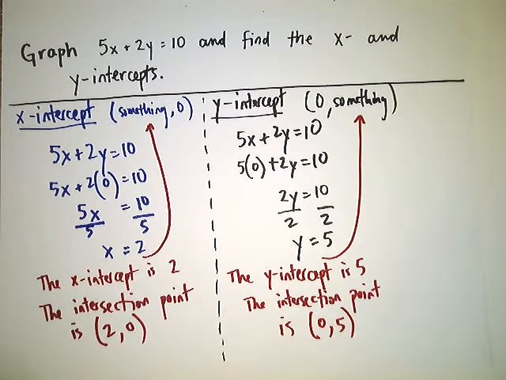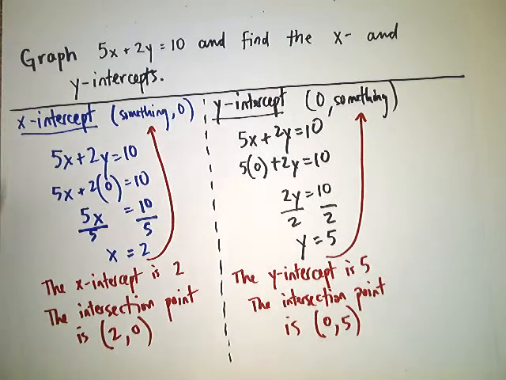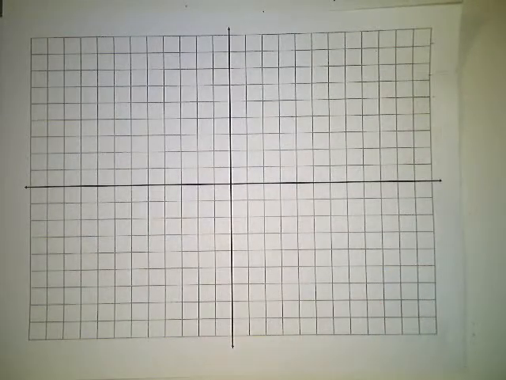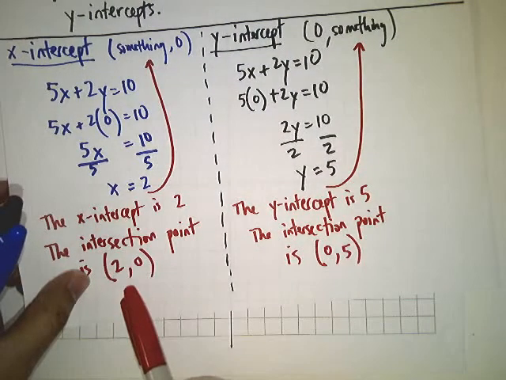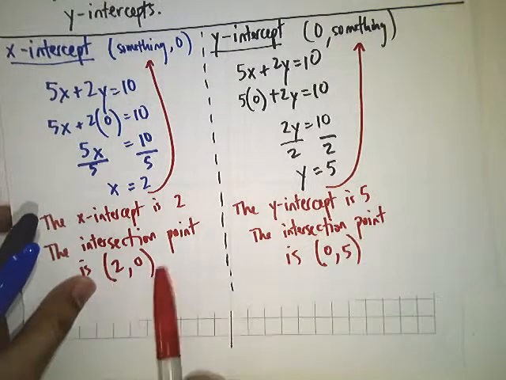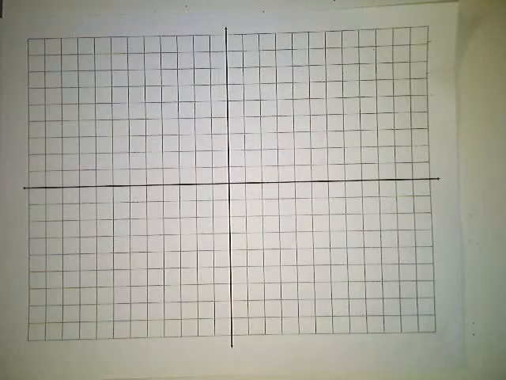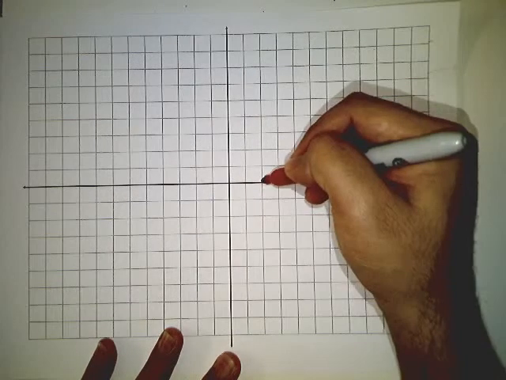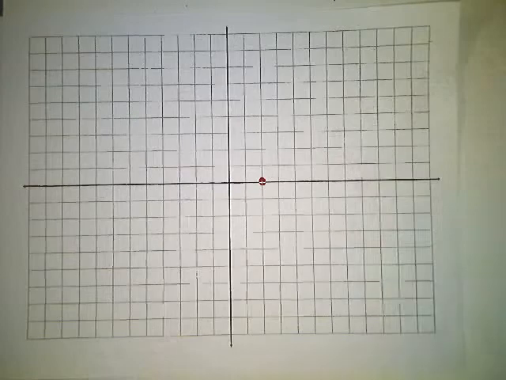Now at this point, we're actually ready to graph this equation. We're ready to graph this equation because look, we have 2 points that are on the line. So let me take out my graph paper. You all can do this in your workbooks. Let's see what we have here. The first point we found was (2, 0). That means go to the right by 2 and then up by 0. That was the x-intercept. So start at the origin, go over 2, and then up 0. The point is right there.